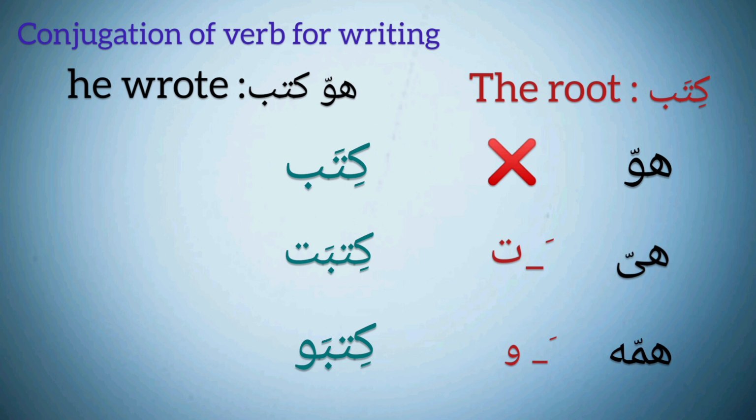Then we can add the suffix to this verb in order to conjugate it. The first one is هو كتب. We don't add anything because it's the root and the third person singular. He wrote. And the second one is هي كتبت. We add at to this one. She wrote.